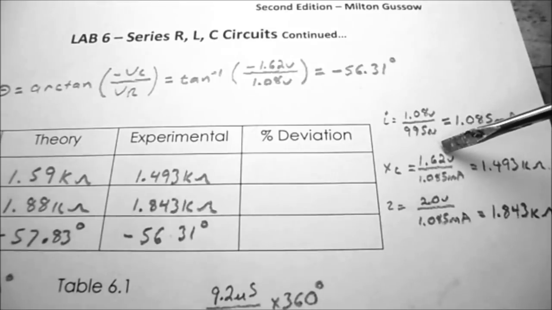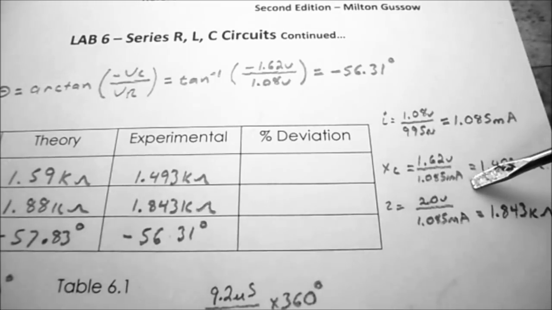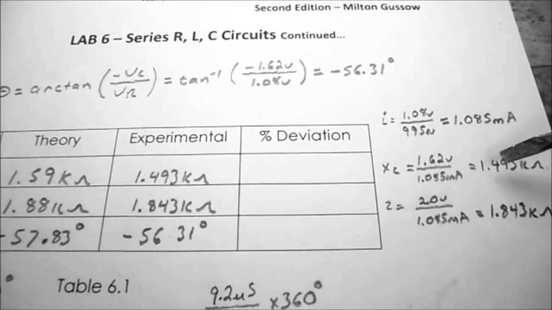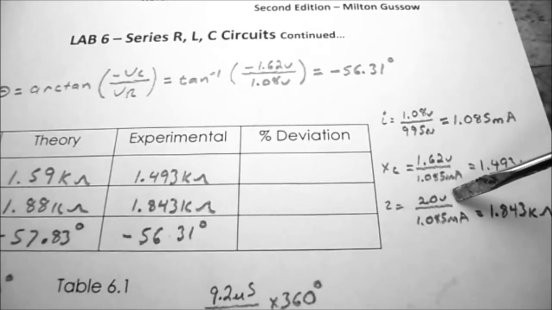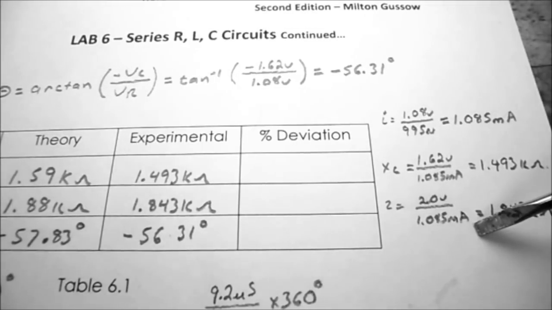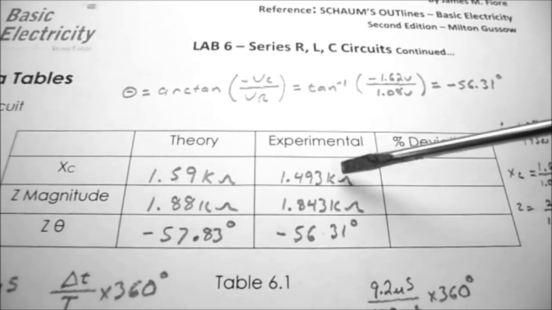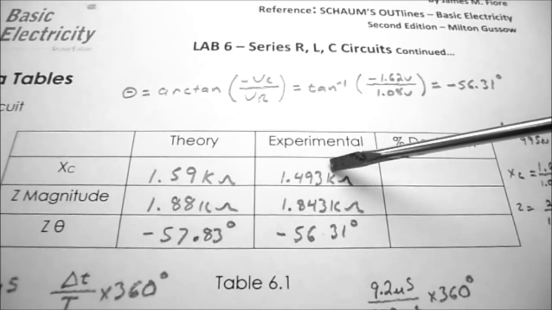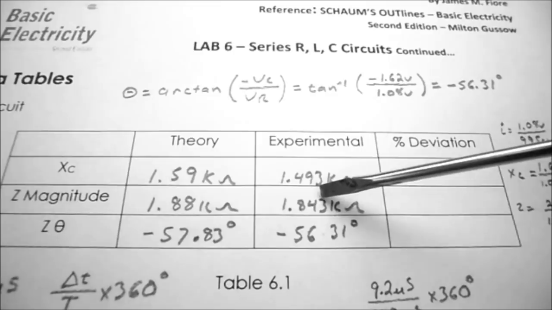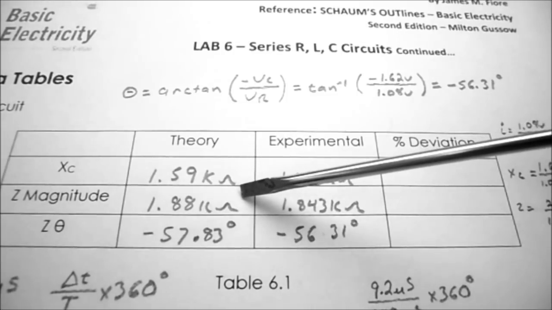So XC is equal to VC, which was 1.62 volts, divided by the current of 1.085 milliamps, equals 1.493 k ohms. And Z is equal to the 2 volts peak to peak we put into the circuit, divided by the current, which was 1.085 milliamps, and that's equal to 1.843 k ohms. So you can see in my table, experimental XC is 1.493 k ohms, and Z magnitude experimental was 1.843 k ohms. So they're very close to what we calculated in theory.